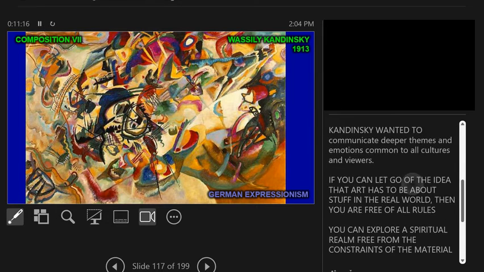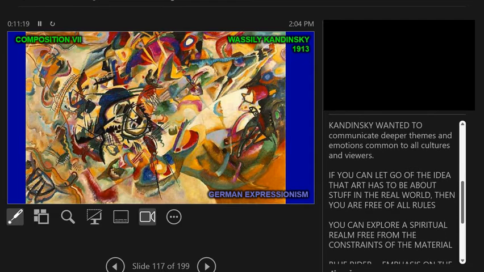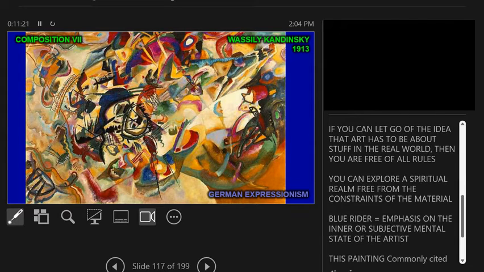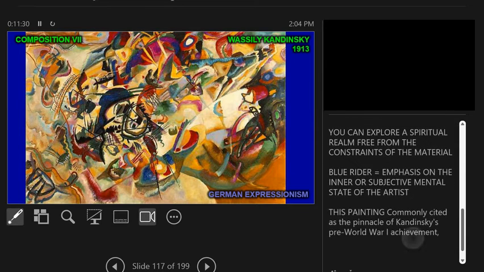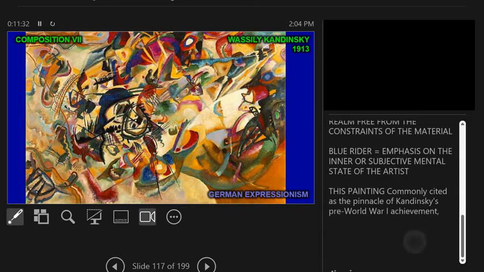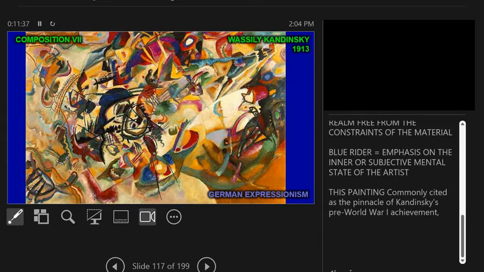Kandinsky wanted to communicate deeper themes and emotions common to all cultures and viewers. If you can let go of the idea that art is about stuff in the real world, then you are free of all the rules. You can explore a spiritual realm free from the constraints of the material. And in the Blue Rider, the emphasis is on the inner or subjective mental state of the artist. So this painting is commonly cited as the pinnacle of Kandinsky's pre-World War I achievements. It's like his highest point as an artist.